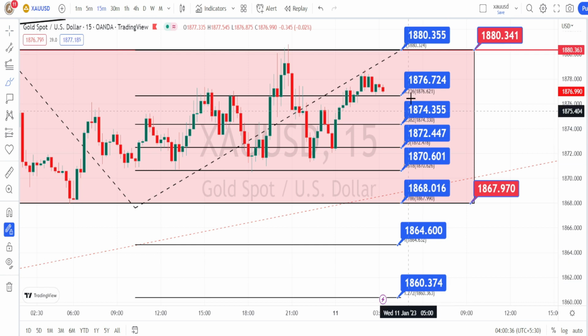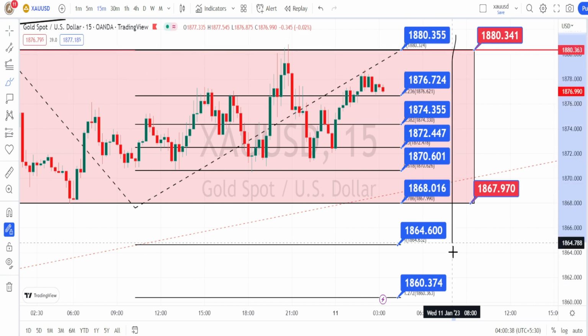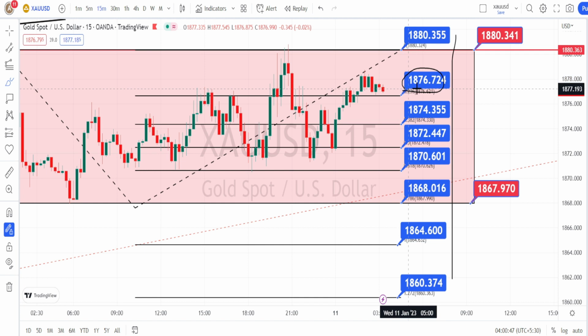So the values within this blue color boxes are the resistance and support levels for current price action in 15 minutes time frame. Currently the price action is trading between the support level of 1876 and resistance level of 1880. Once the price action breaks the support level of 1876, next level of support is going to be around 1874, 1872, 1870, 1868, 1864 and 1860.